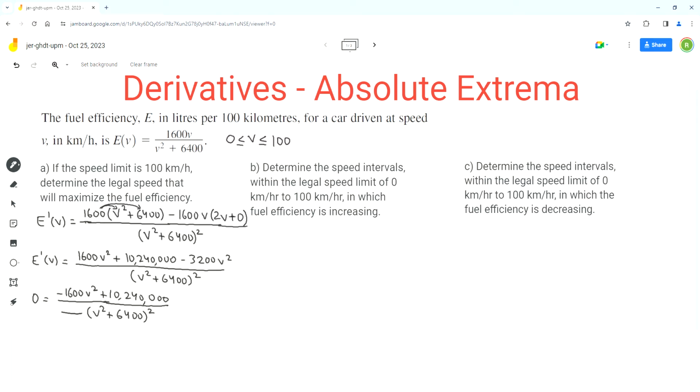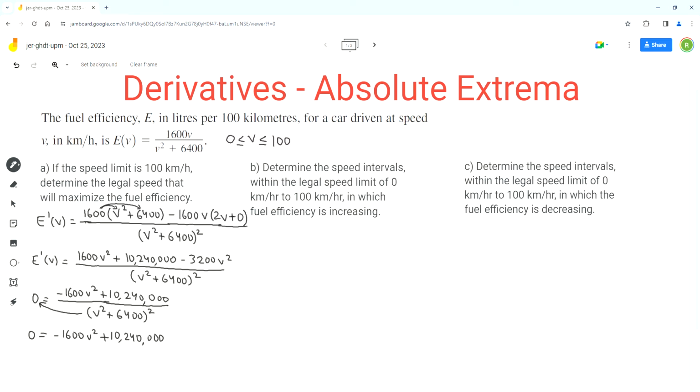So first we can cross multiply the denominator. The left side becomes equal to 0 because 0 times any term is equal to 0. So negative 1600V² plus 10,240,000. Now we have to solve for V.